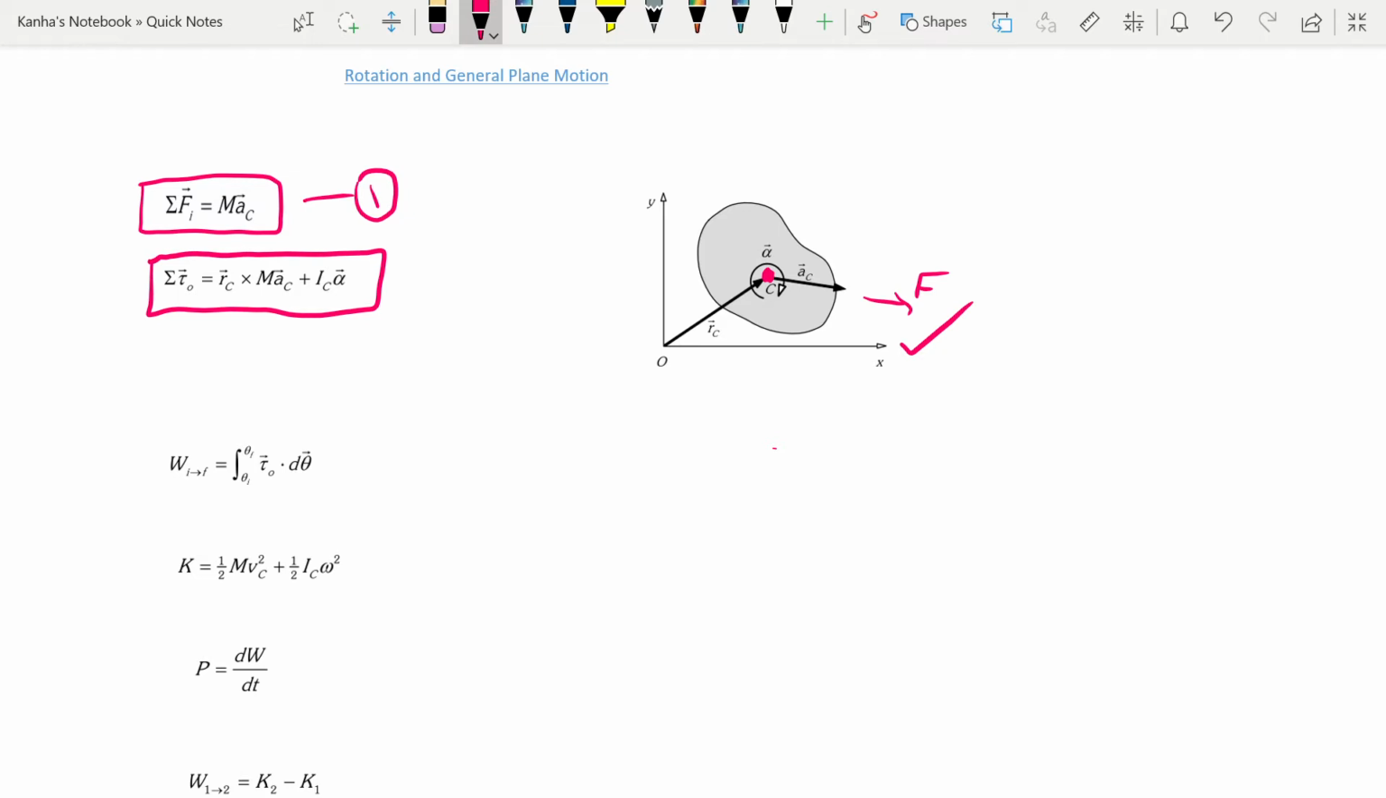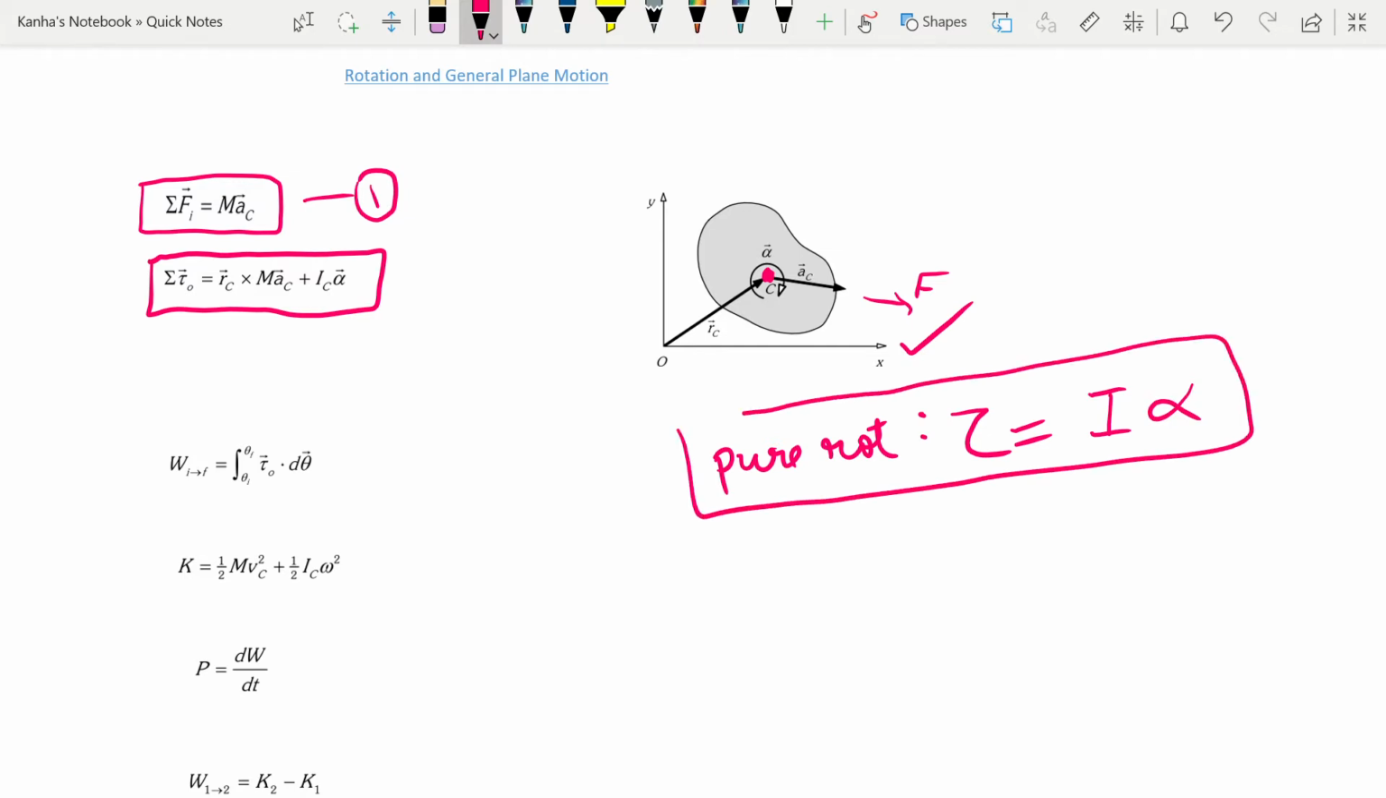What you see from here is, for a pure rotational case, the torque is nothing but I alpha. If I'm talking about pure rotation about an axis passing through the centroid, I basically get my torque is equal to I into alpha. So this must be remembered.